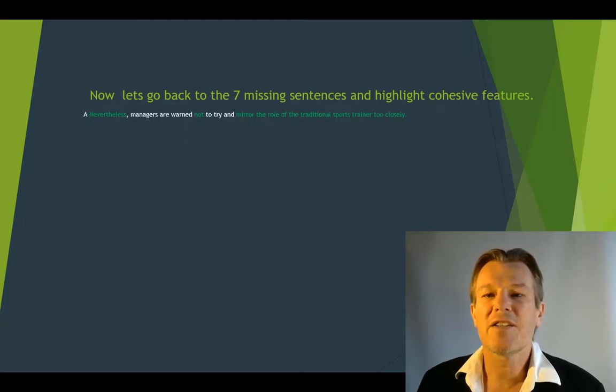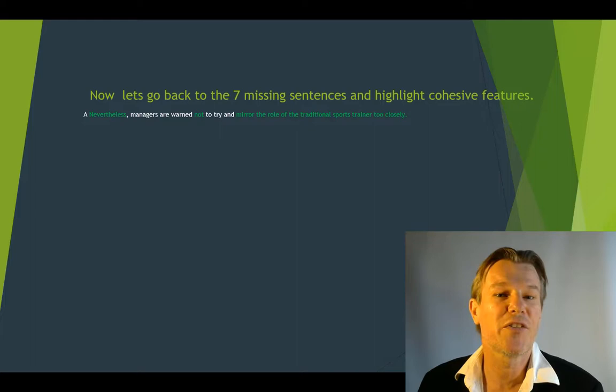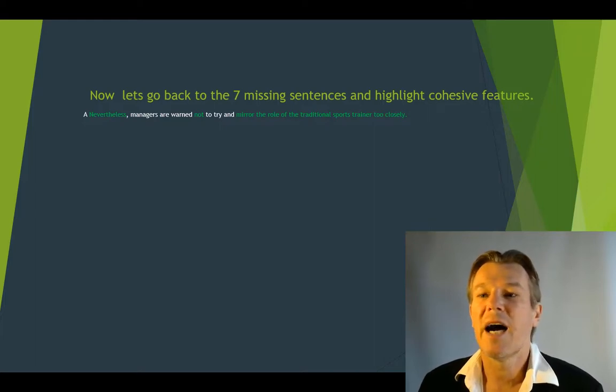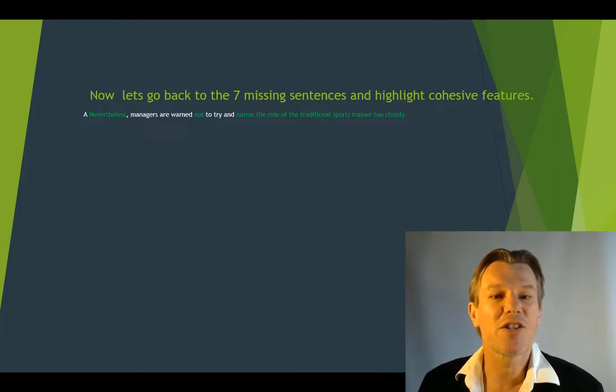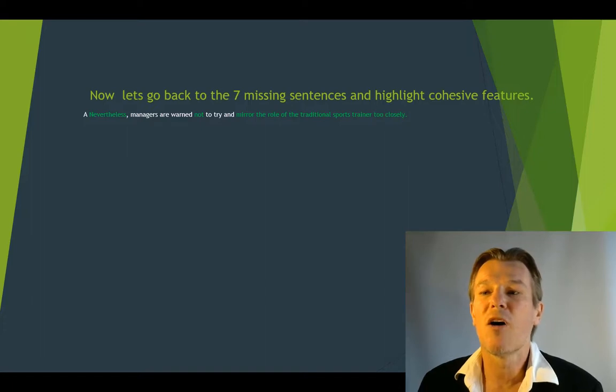So if we look at the first option, A, here we have nevertheless. This is a linker showing contrast. So we know this sentence is going to be in contrast to the sentence before it. Also, vocabulary within the context we have to look at. So here we've got a negative, not. We have to be aware of this. And mirror the role of the traditional sports trainer too closely. This is the vocab that is most probably going to be in contrast to the sentence before.